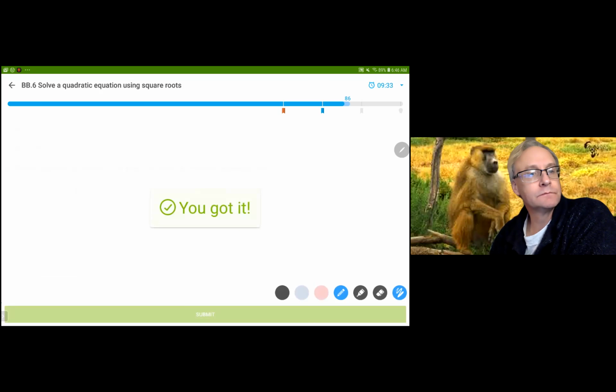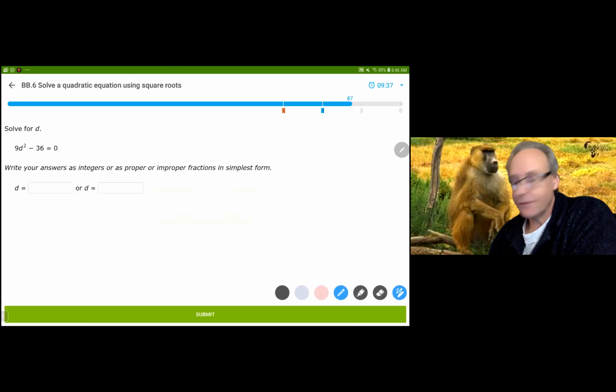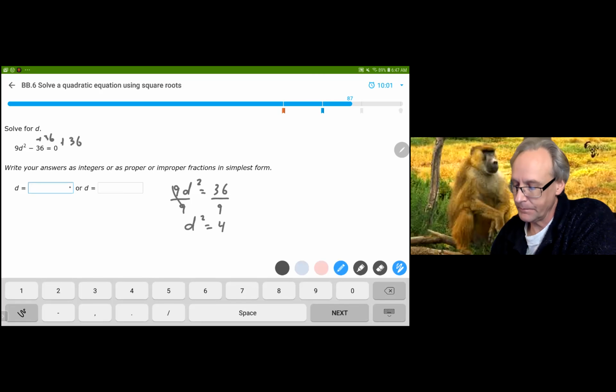Looks good. And we're going to add 36 and then divide by 9. Well, guess what we get? Can you do it in your head? I'll bet you can. Add the 36 to both sides. You get 9d squared equals 36. And then we divide by 9. And we get d squared equals 4. And then we get two solutions, 2 and negative 2, just like last time.